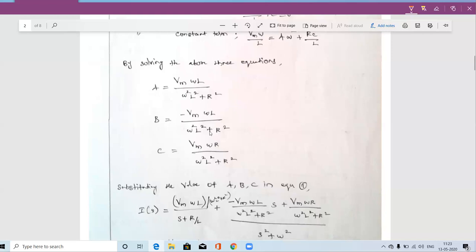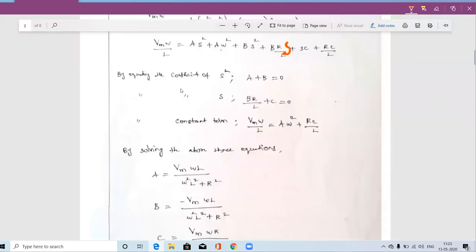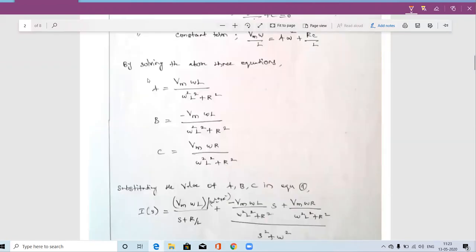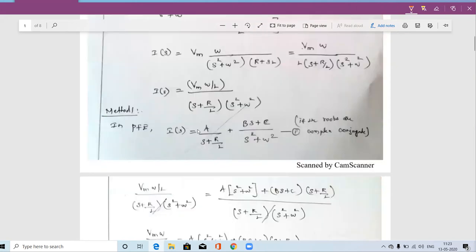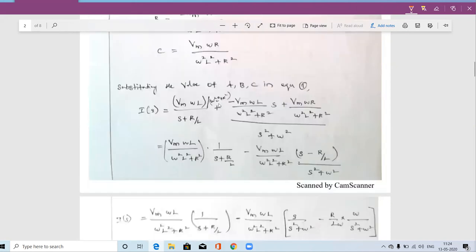Correct? So we calculated and are substituting. What is the next step? In the partial fraction method, we split the I of s like this. This equation we are considering as equation 1. In this we calculated the values of A, B, C. So we have to substitute the values of A, B, C in equation number 1. So I of s can be written as the A value divided by s plus R by L, plus B into s, plus C divided by s squared plus omega squared, correct? So you just split this.